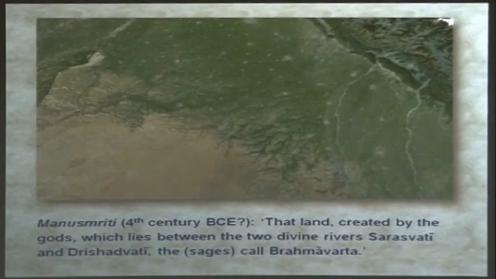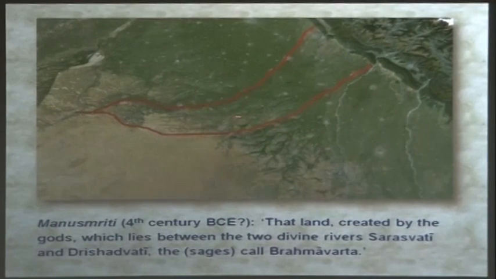But later on, we get different definitions of either India or parts of India. So for instance, Manusmriti, which is probably 4th or 3rd century BC, says that the land created by the gods, which lies between the two divine rivers, Sarasvati and Drishadvati, the sages called Brahmavarta. So if you look at the map, this is on top the Sarasvati as it has been identified with the Ghaggar. I showed you this the other day, and it probably had stopped flowing beyond this point during the time of Manusmriti, but this is the satellite view, where the mark of it continues today.